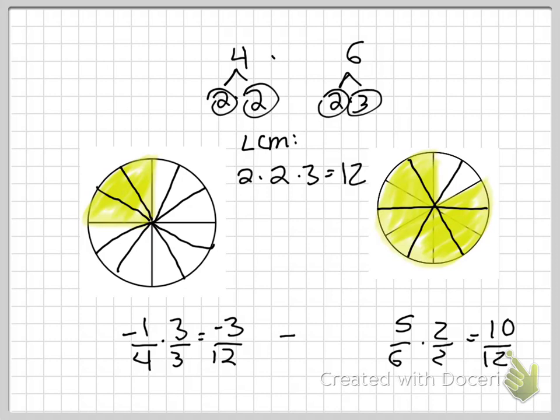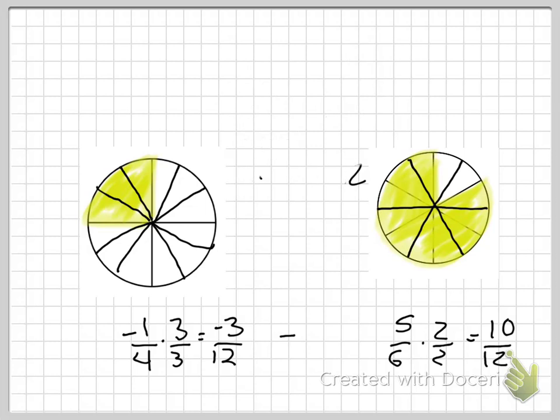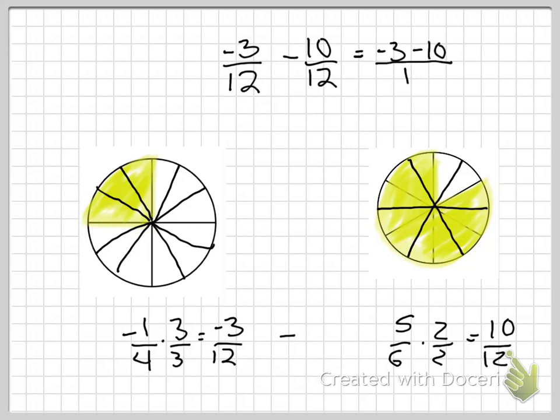Okay, so again, you don't have to do this, right? This is only one way to do this. I'll show you the other way in 1 second. So right now, according to this picture, I have negative 3 over 12 minus 10 over 12. Okay, so if you want to, you can rewrite it as just an integer problem all over 12 because you know the denominator is not going to change.